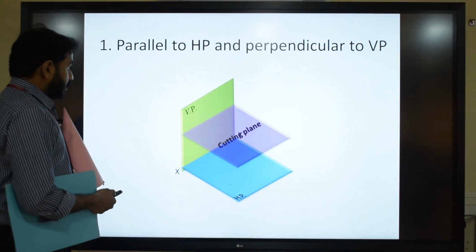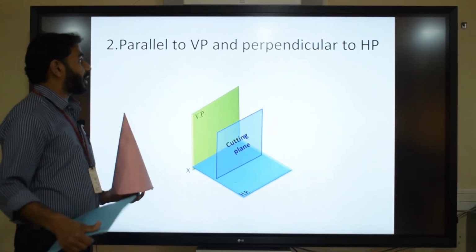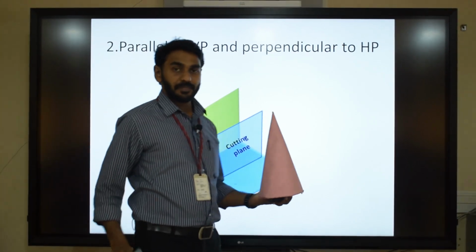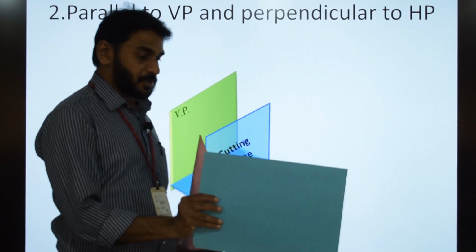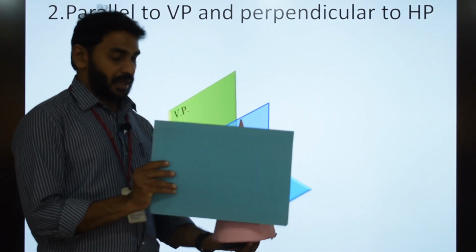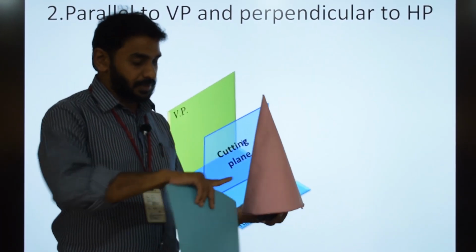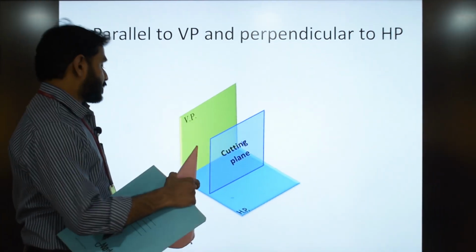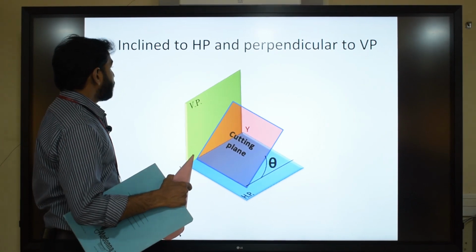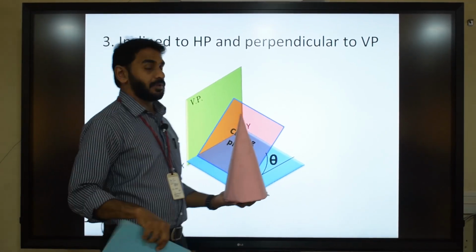And the second case is the section plane parallel to VP and perpendicular to HP. Here the position of the section plane will be like this. It is perpendicular to HP but parallel to VP, and you can remove some portion of the cone from the front side like this. Now the next case is a section plane inclined to HP and perpendicular to VP.